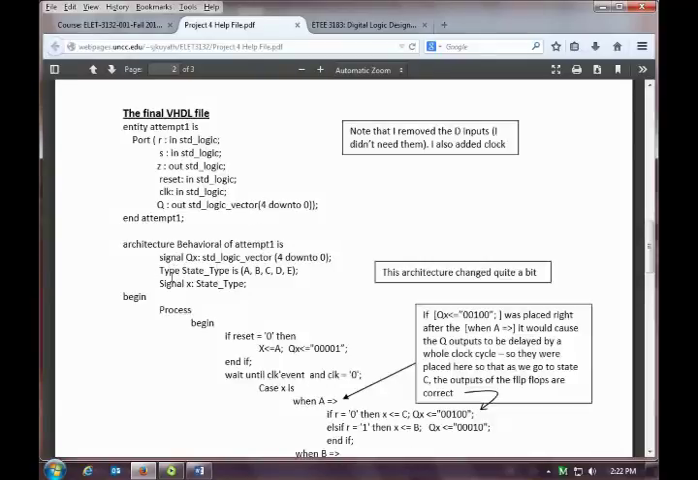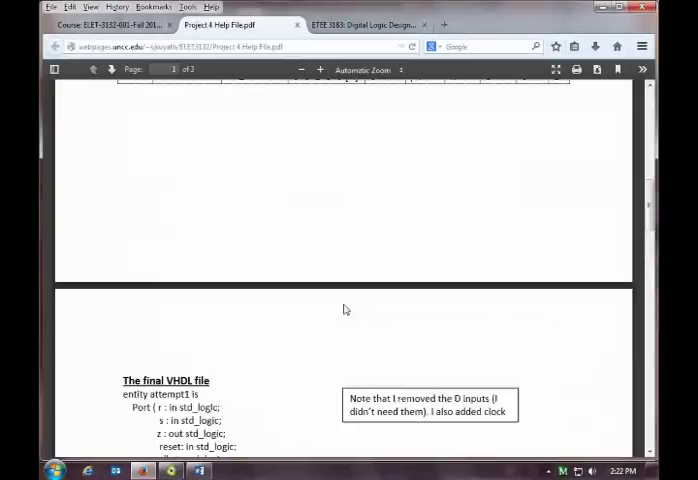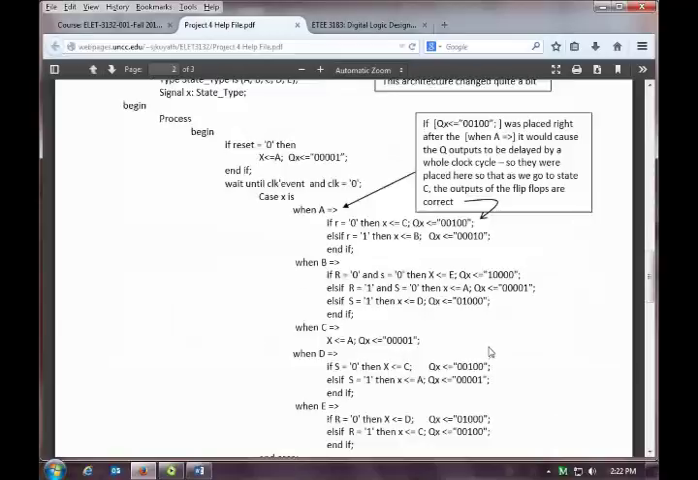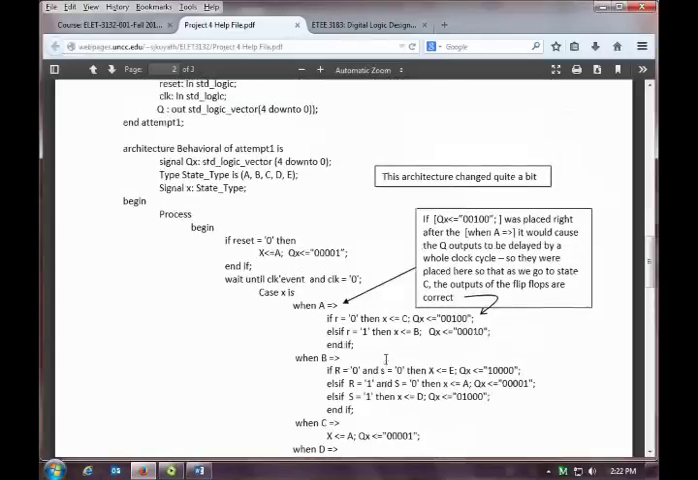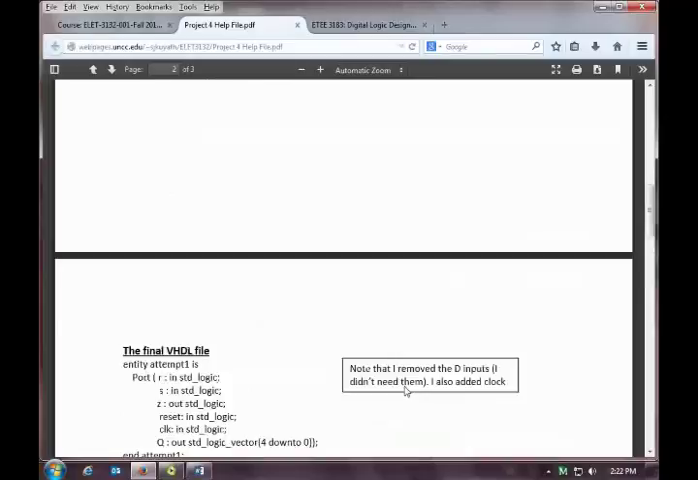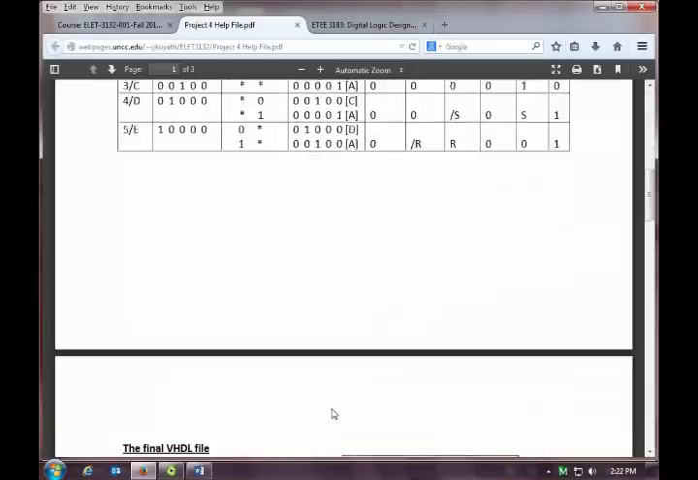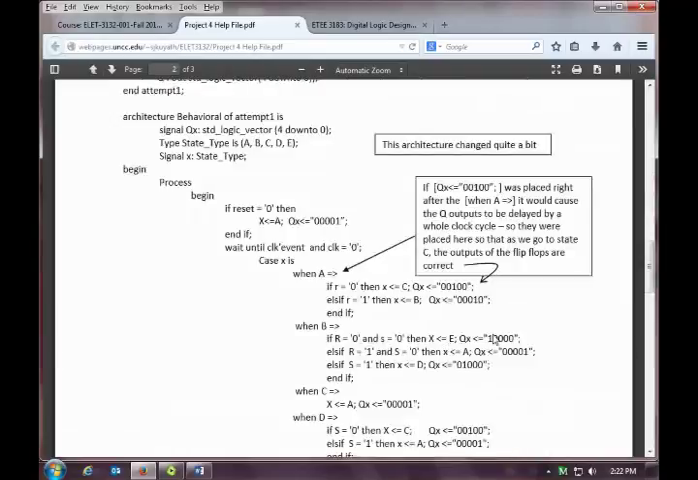I did the type, state type, and those are the 5 values. And then I said when we're in B, if R is equal to 0 and S is equal to 0, so we're looking here when we're in B, and R is equal to 0 and S is equal to 0, we go to state 5 or state E. And that shows this, and here shows the way the flip-flops would be.